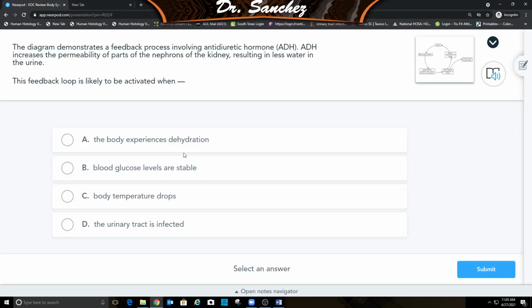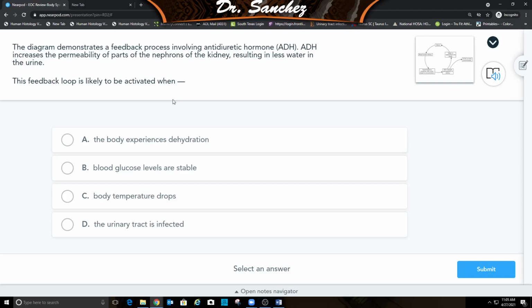So based on this, let's get the answer. When is your body going to say, hey, we need to hold water? When you experience dehydration? When your glucose levels are high or stable? Is it going to make your body pee more? No, right? Well, it's vice versa. If you have too much sugar, it's going to tell you to pee more. So when you have high glucose levels, we're not trying to make you stop peeing. Your body says you got to pee more. So definitely not antidiuretic hormone.